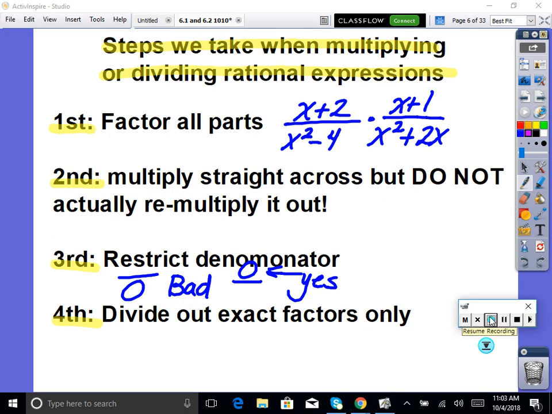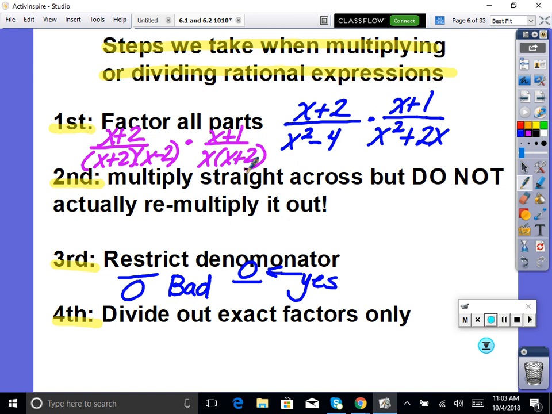Yes. Okay, so factor each piece. On bottom, this would factor to be x plus 2, x minus 2. Are you following me? Yes. X plus 1, on bottom I would factor out an x, left to be x plus 2. Factor each piece. Second step, multiply straight across, but do not multiply. So on top I have x plus 2, I have x plus 1. It is so important you don't actually multiply them out. We have x plus 2, x minus 2, x plus 2, and then I'm going to put the x in front because it's just considered prettier.